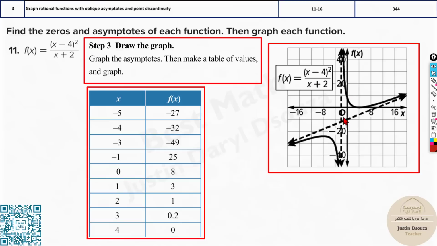Don't worry, you don't need to be very accurate, but the very important things are these two lines. Again, I'll repeat, this vertical asymptote is where x is equal to minus 2. And then this is the oblique asymptote. How you get it is by long division. We do that division, right? So from there. That's how these two lines are very important. They need to be exactly accurate.